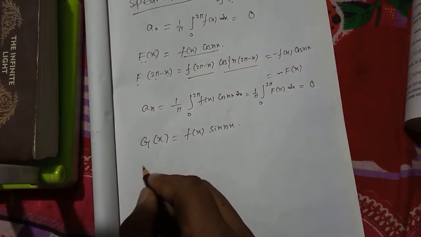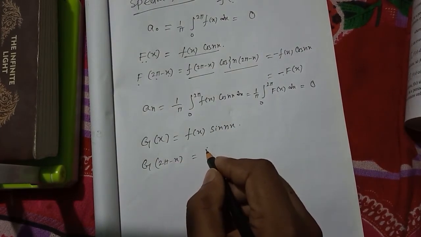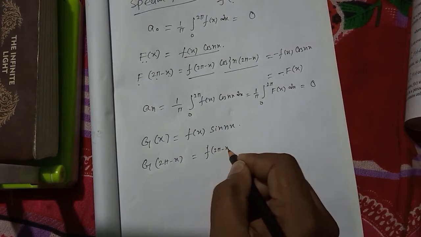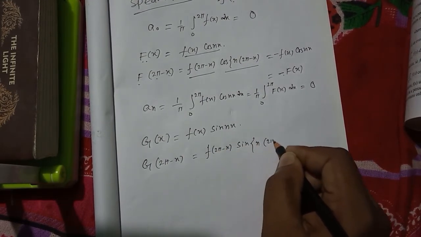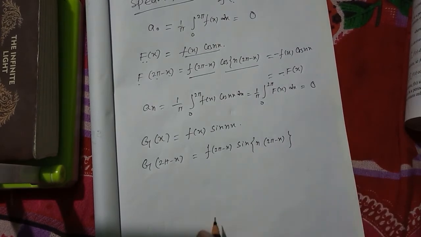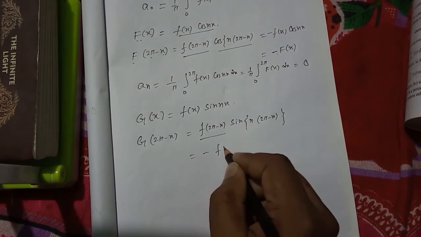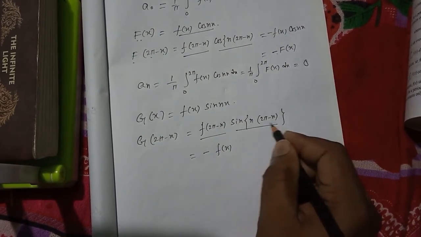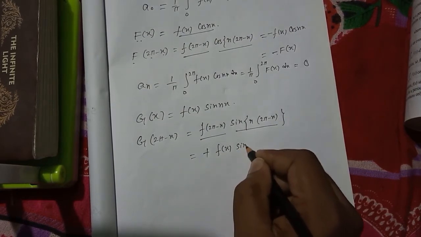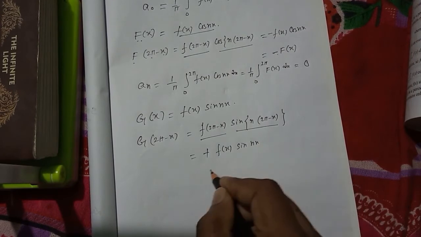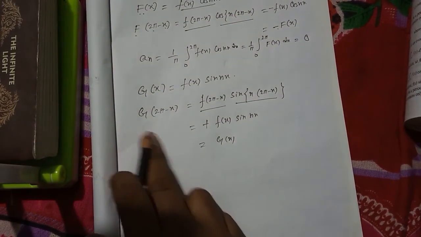Then we have g of 2π − x equals f of 2π − x times sin n(2π − x), and this gives, as f of 2π − x is equal to −f(x), and here a minus comes out, minus times minus, sin nx equals g of x. So g of 2π − x is equal to g of x.